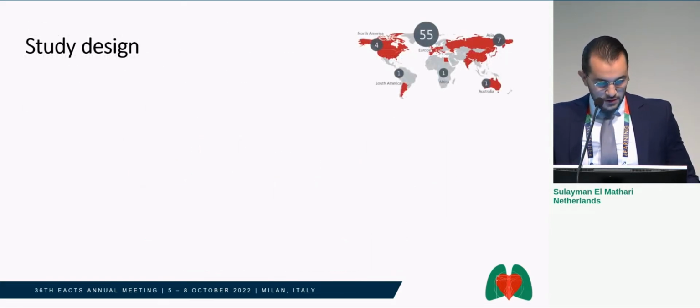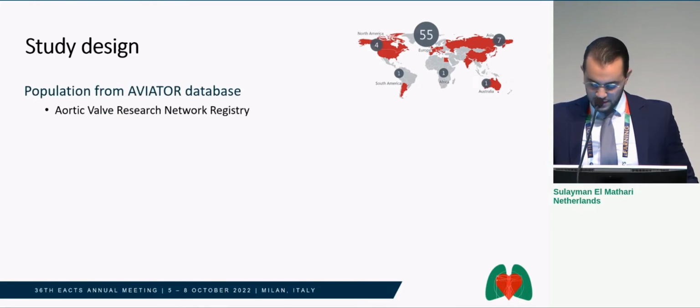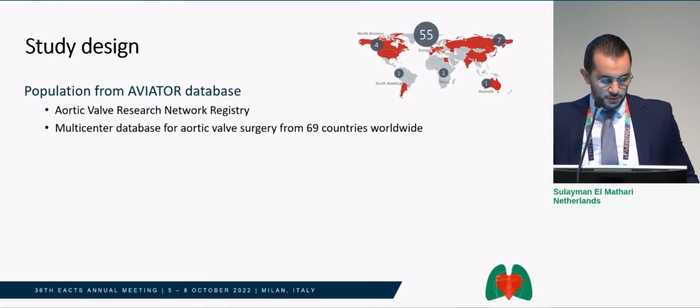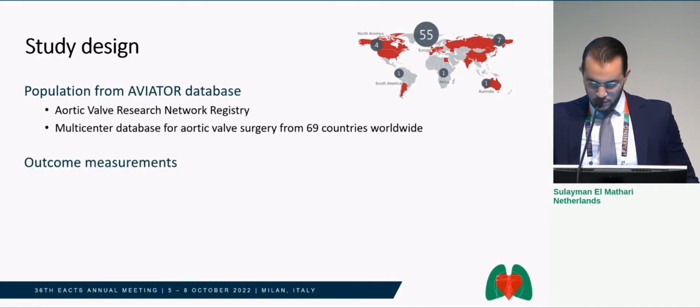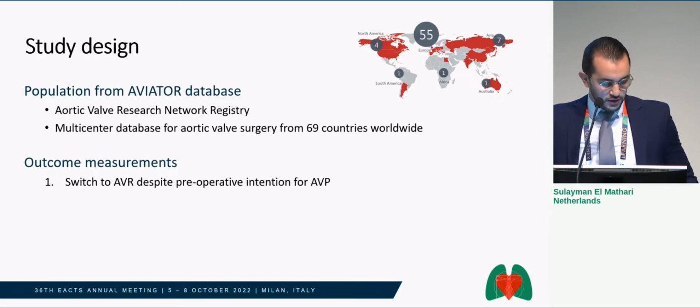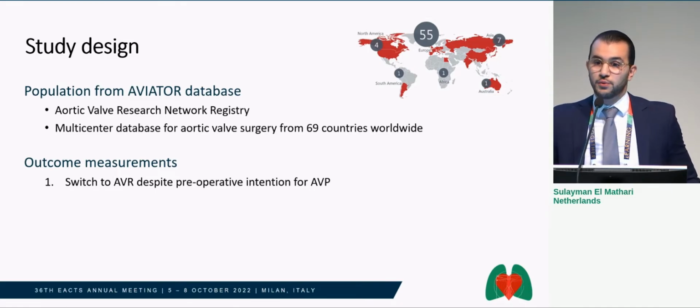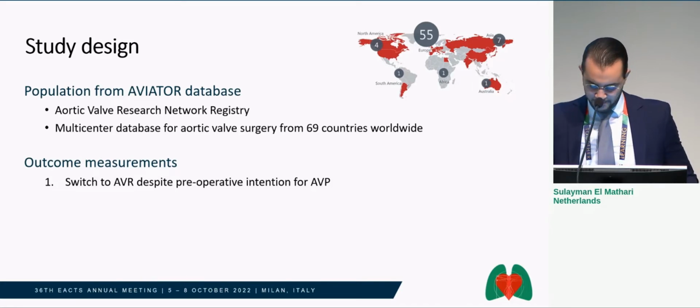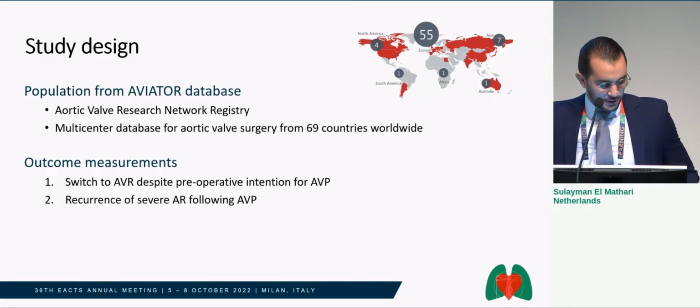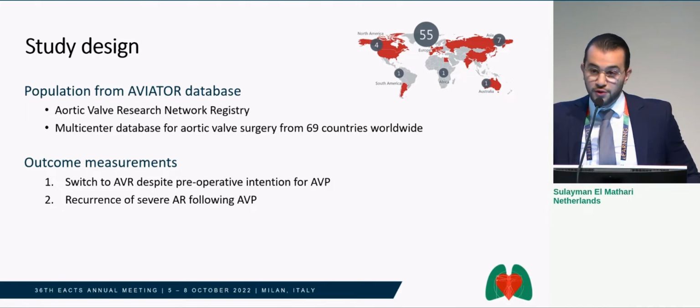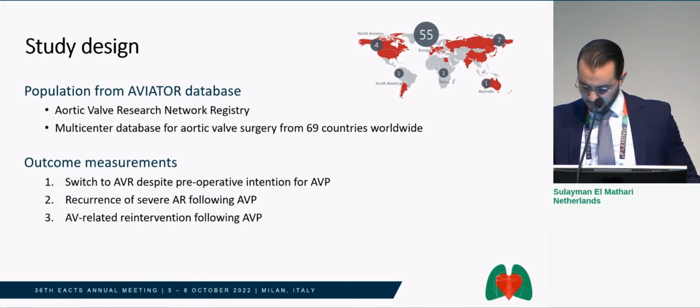We used data from the International Multicenter Aviator database, which is nowadays known as the Aortic Valve Research Network Registry from the Heart Valve Society. And we defined three main outcome values. The first one is a switch to AVR, which is basically a perioperative switch to aortic valve replacement despite a preoperative intention for repair. Our second main outcome value is then postoperative recurrence of severe aortic regurgitation. And the third main outcome value is aortic valve-related reintervention.